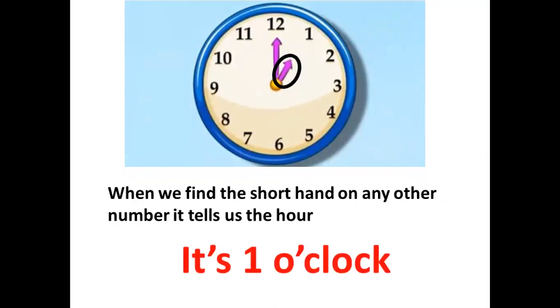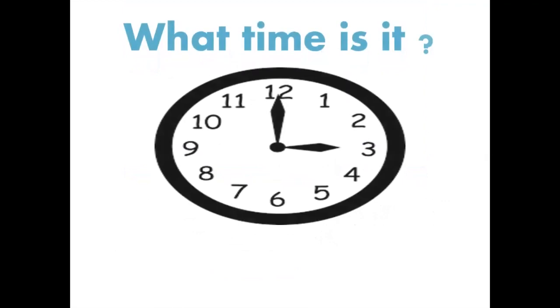So here, how can I tell the time in this picture? I have to say the number that the short hand is on, it's number 1 here, so it's 1, and the long hand is on number 12, so the time here is o'clock. So what time is it here? It's 1 o'clock. Again, it's 1 o'clock.